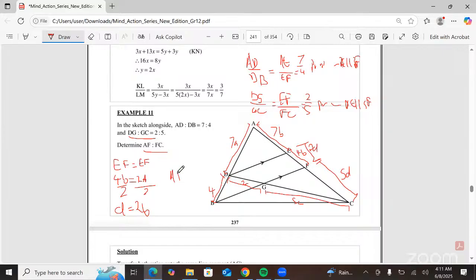We want AF over FC. What is AF? AF is this part here. It's 7B plus 4D. That is going to give us 11B all over FC, which is 5D, meaning it's going to be 5 times 2B. Therefore, B goes out. We are left with 11 over 10. Then you can write this as a ratio, 11 is to 10. Then you're done.